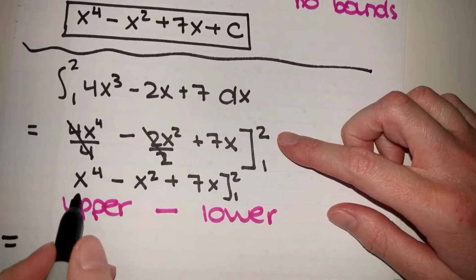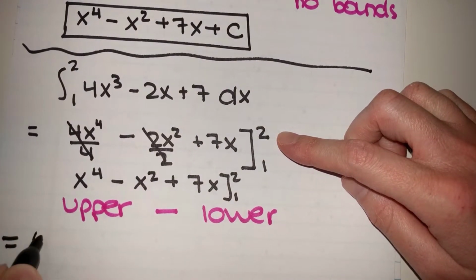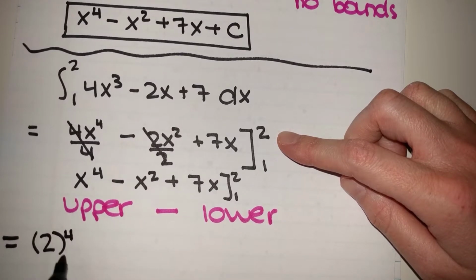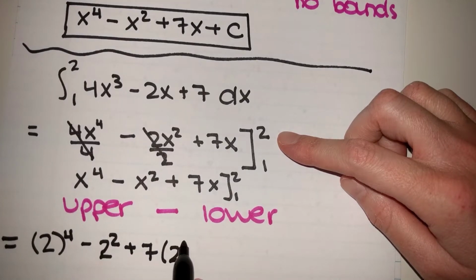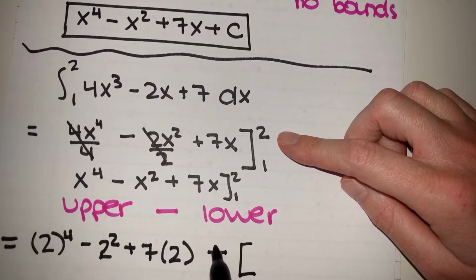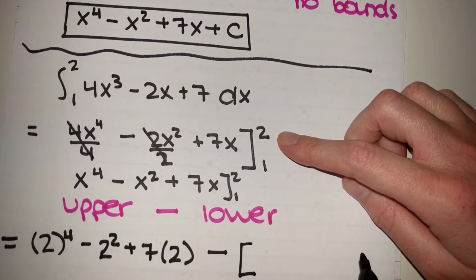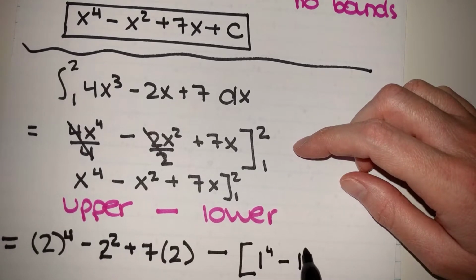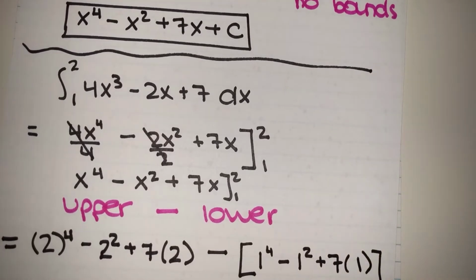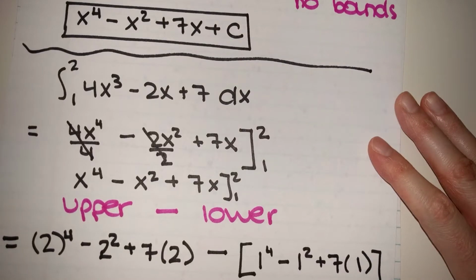So to start here, we'll plug in 2, the upper bound. So we'll have 2 to the fourth minus 2 squared plus 7 times 2, minus, and then we have to make sure we distribute this negative to everything that follows. So we'll plug in 1 to the fourth minus 1 squared plus 7 times 1. All right, so at this point, we have to simplify this.